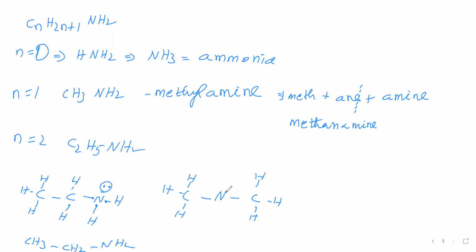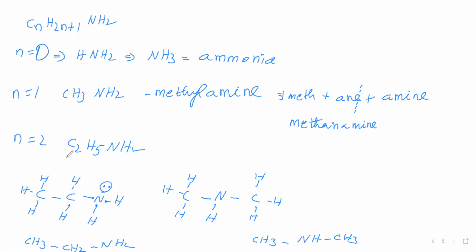Nitrogen will normally make 3 bonds. 2 bonds are there. 1 more bond I have given. This I can write as the left side carbon having 3 hydrogens, then NH, and the right side carbon having 3 hydrogens. That I have written: CH3, NH, CH3. Okay.